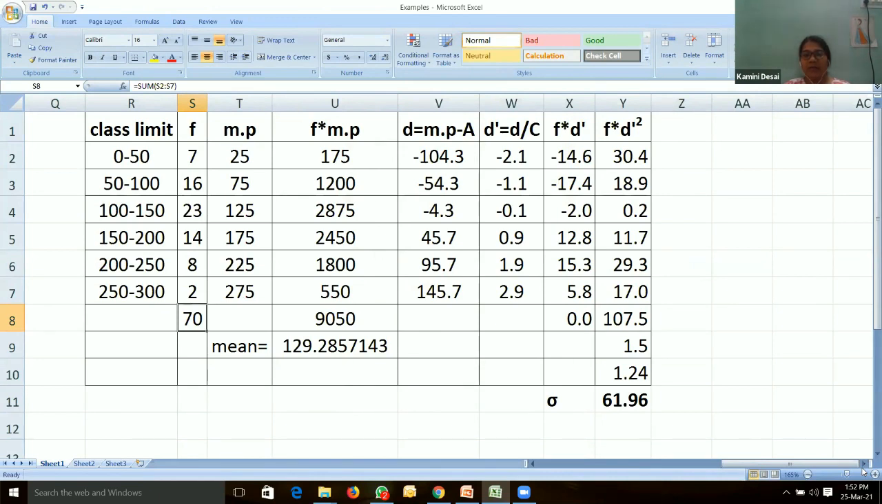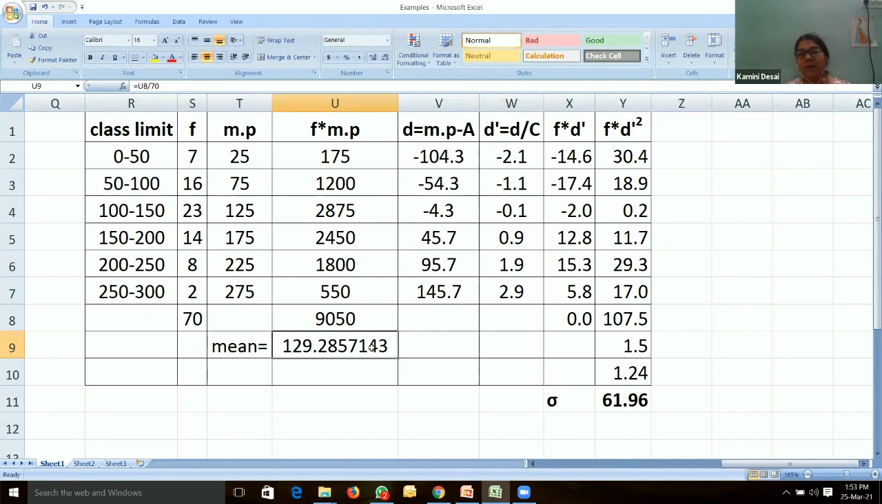After that, you have the lecture. Yes, ma'am. Okay, so make it quickly in 10 minutes, 8 minutes. Have you generated the column of f into midpoint, m into f? So now calculate the mean: summation, this sum of this particular column, 9050, divided by sum of f, which is 70. So mean is 129.28.